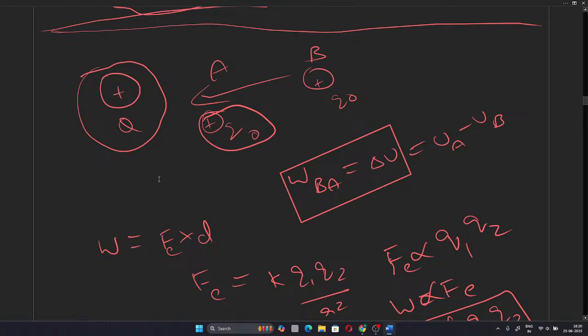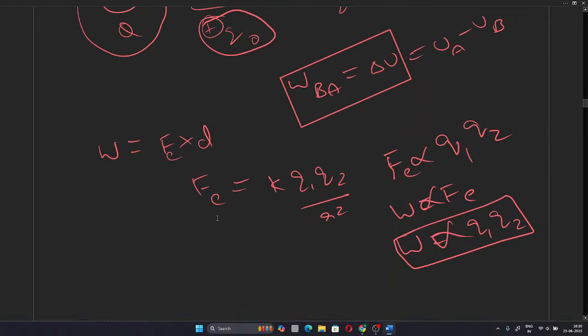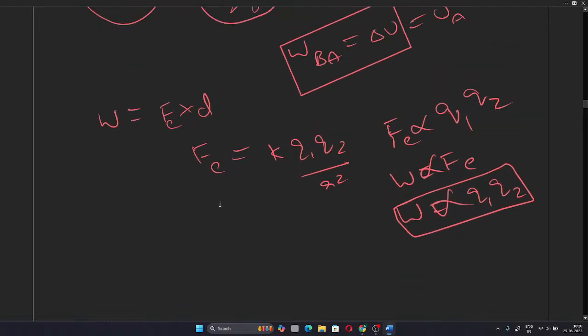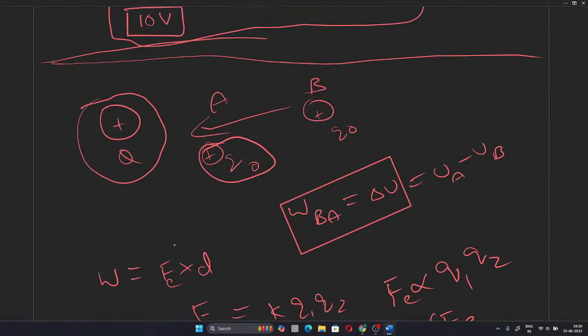Because they consider this inconvenient, they want to find the potential due to a charge. We are not finding the potential energy right here. This is a difference in potential energy. Whatever we are going to do next is not potential energy but potential, V, voltage.